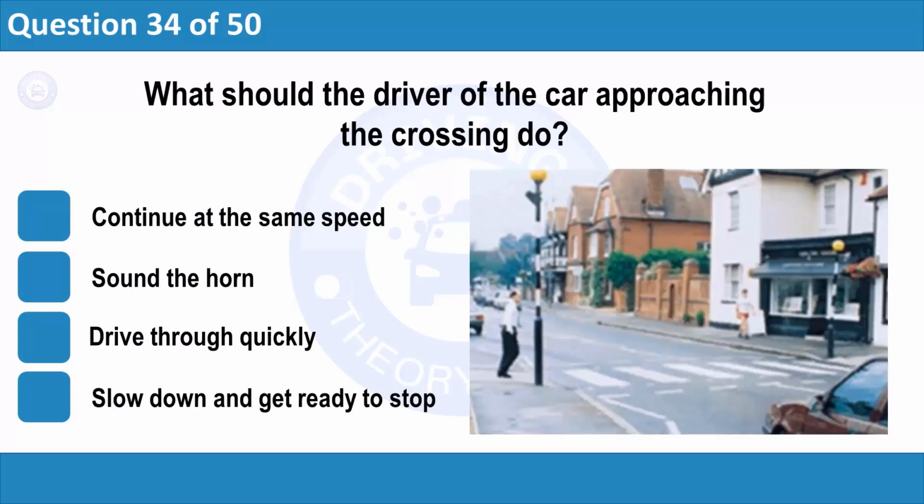What should the driver of the car approaching the crossing do? Continue at the same speed. Sound the horn. Drive through quickly. Slow down and get ready to stop.